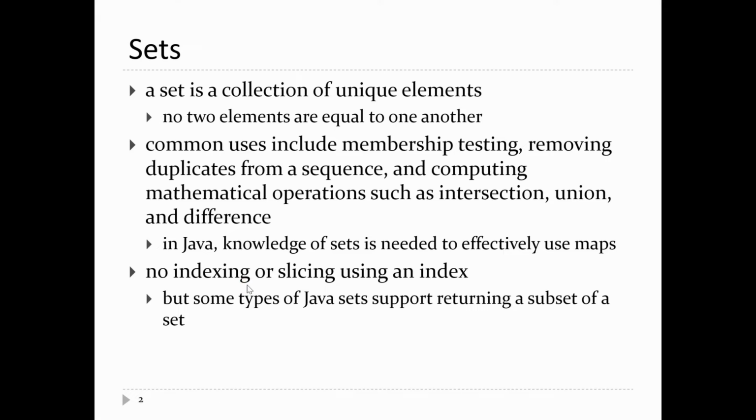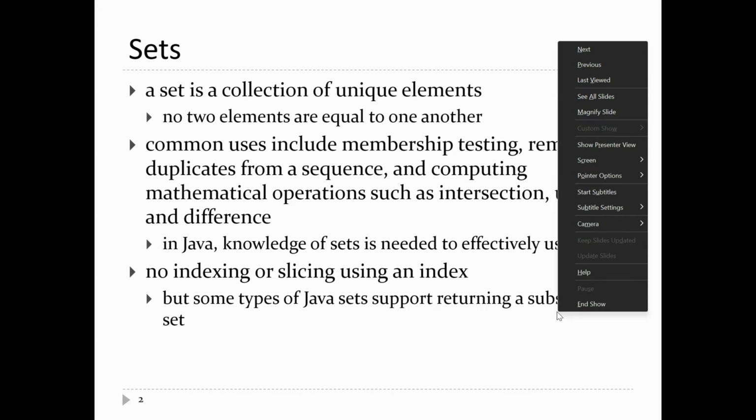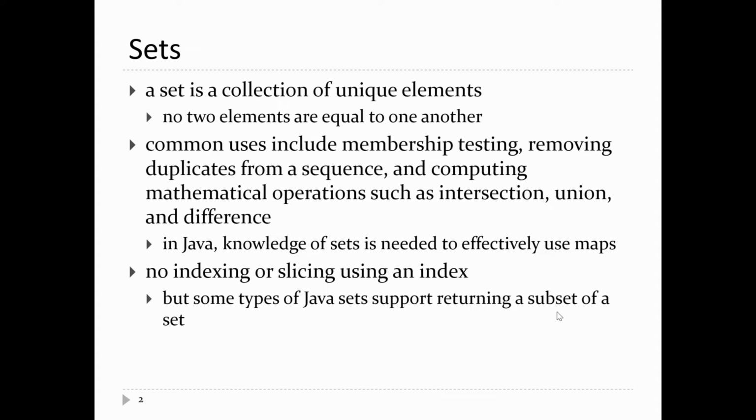The weird thing about set, especially if you're coming from Python or a language like C, is that there's no indexing on a set. You've got a collection of elements, but there's no way for me to get a particular element by its index. In fact, the only way you can get anything out of a set is to know that that thing is already in the set, which sounds a bit weird, but that's how you use a set. So there's no indexing, and you cannot slice using an index. But some types of sets do support slicing in a form. And we'll look at that shortly. We might see an example of that in this lecture.